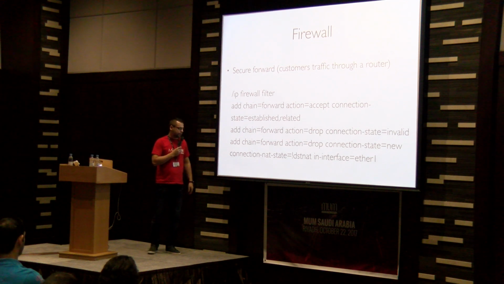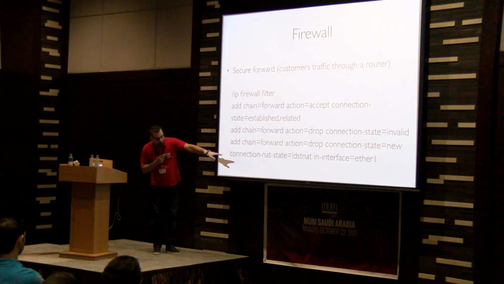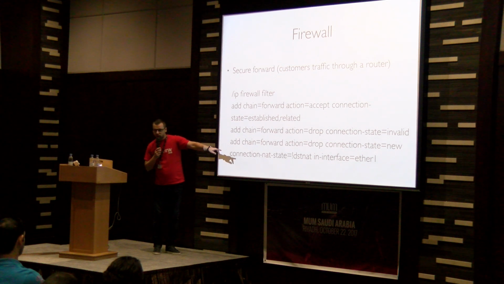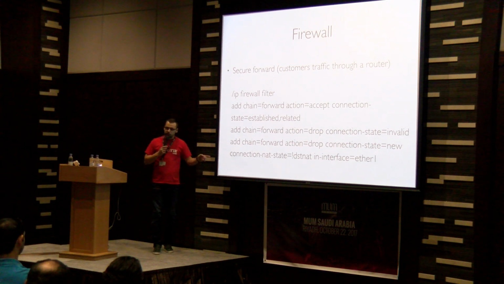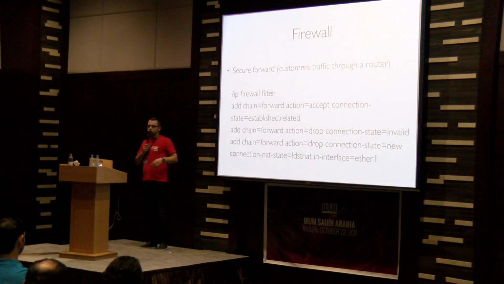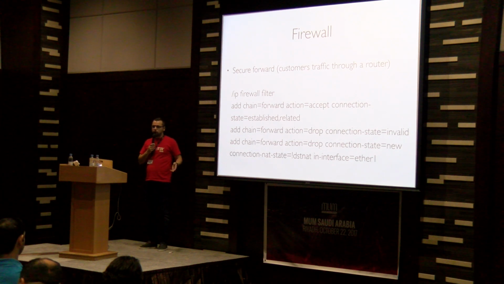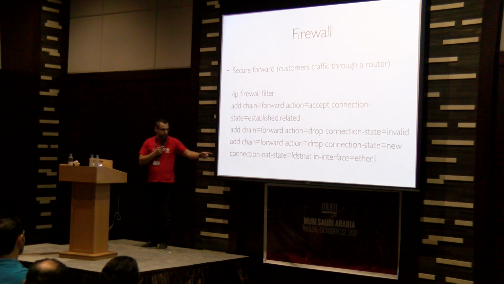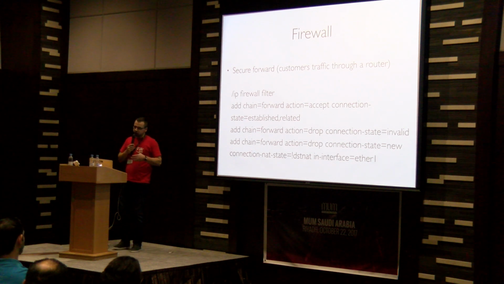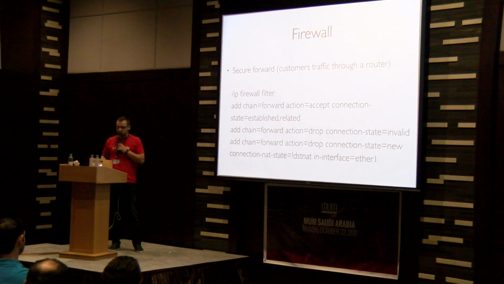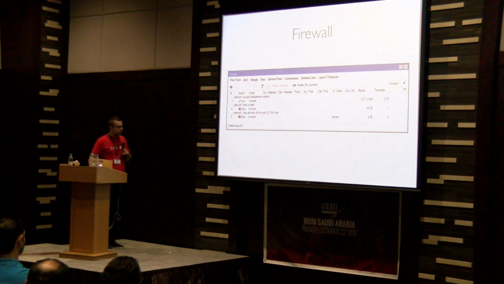But there is one catch. We have this connection NAT state not equal to destination NAT. I will tell a little bit about this later, but basically if you use port forwarding, then you have to allow access from internet to local services. So this parameter will allow all such connections, because the connection is NATed, you NATed it yourself, you allowed it. But about this I will tell you a little bit later. So this is how basic forward chain rules look.